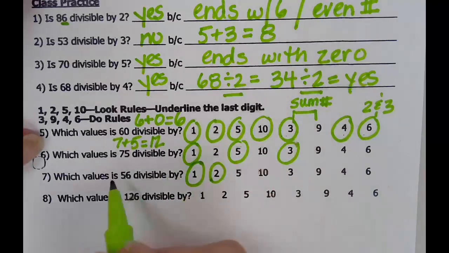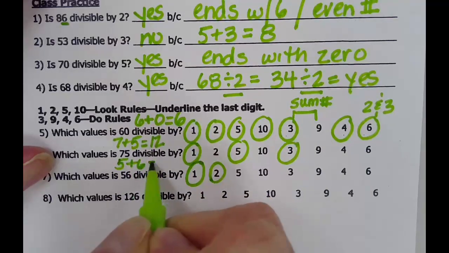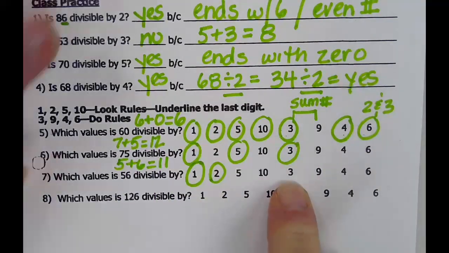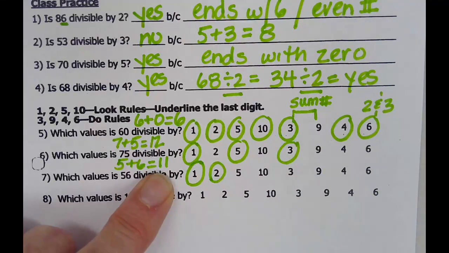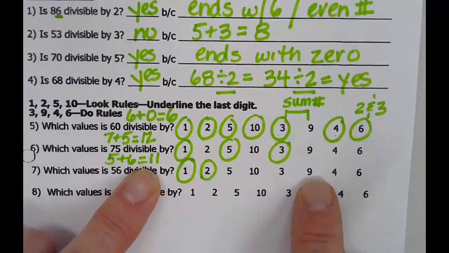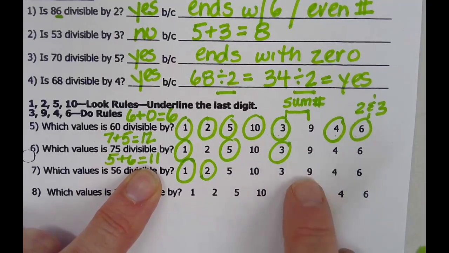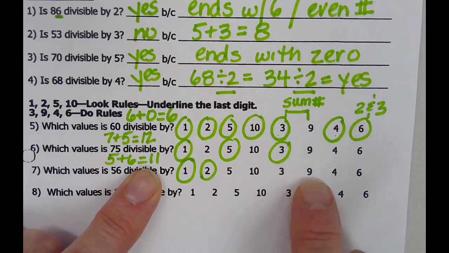All right, how about 3? Let's go back. How am I going to figure out 3? What do I do with these numbers? What's 5 plus 6? Does 3 go into 11 evenly? If you look under the 3's, is there an 11? No. Am I going to circle the 9? If I don't circle 3, I'm not circling 9. Now, sometimes I'll circle the 3 and not the 9, but if I circle the 9, the 3 has to be circled, because all of the 9s are also going to be multiples of 3.